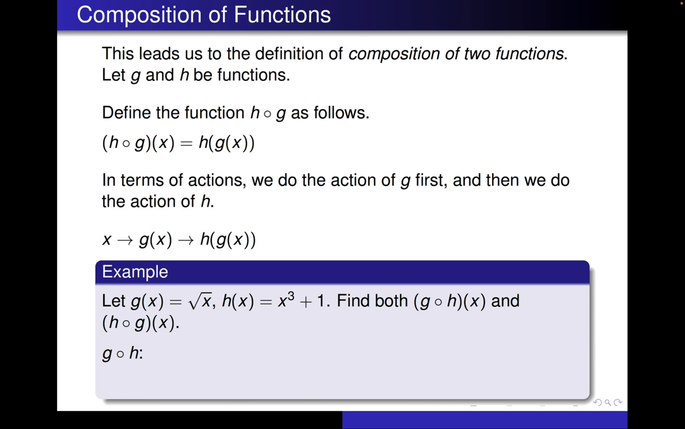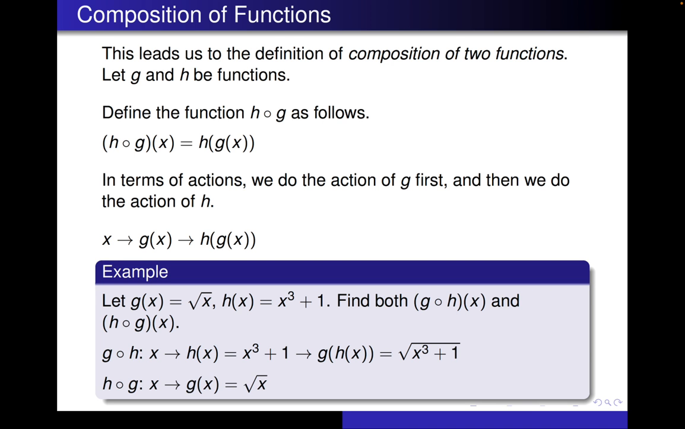So g circle h, we start with x. We do h first to get x cubed plus 1. Then we do g to that to get square root of x cubed plus 1. If we're doing h circle g, we start with x. We start with g to get g of x equals square root of x. Then we do h to get square root of x cubed plus 1.